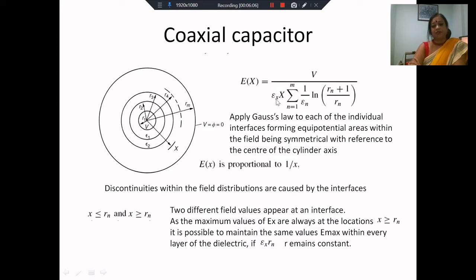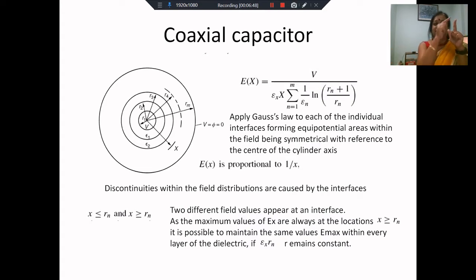So if I start with the first layer, let's say epsilon 1, and E varies as the distance from the center. It will keep reducing, but then when I reach the second layer, my epsilon changes, and as a result there will be a discontinuity. So there are discontinuities in the field distribution at the interfaces. If there was a single layer, you would have an electric field which varies with distance from the center gradually.